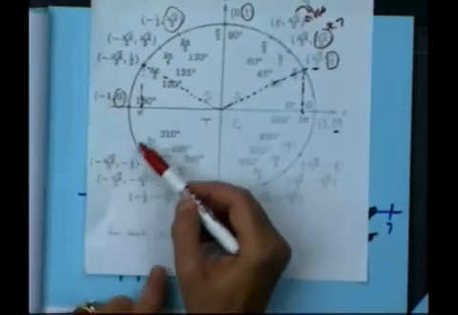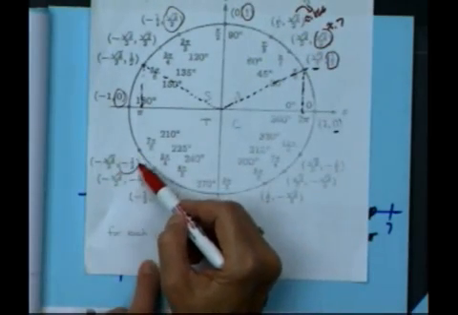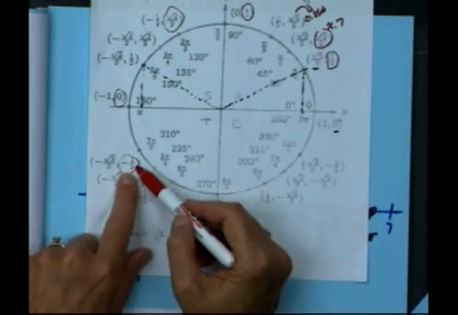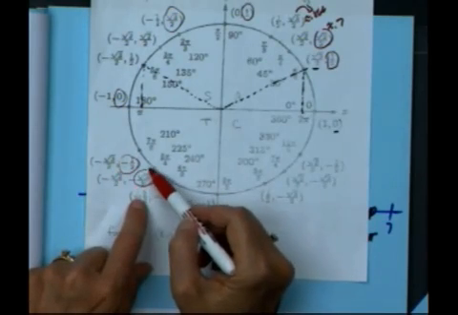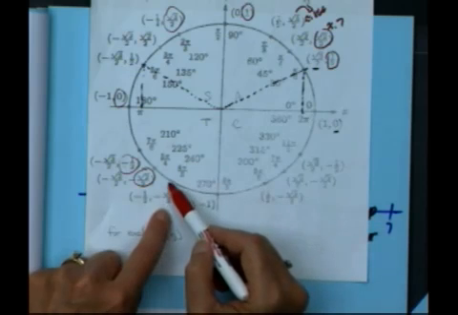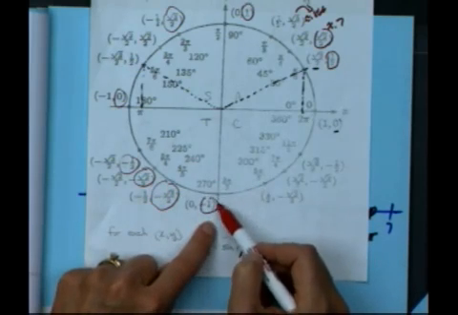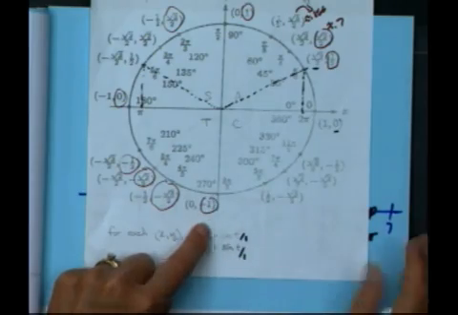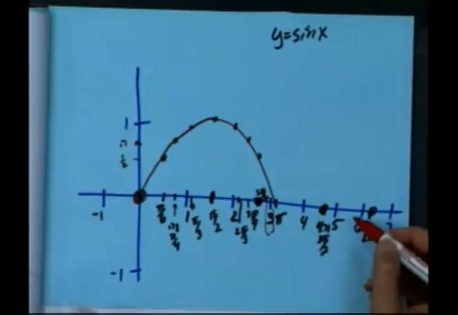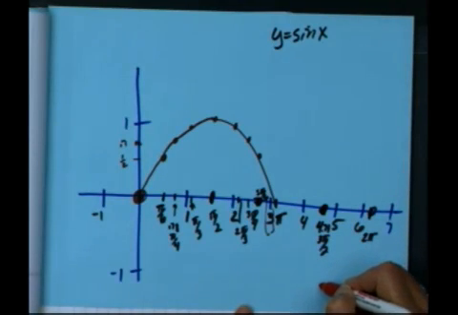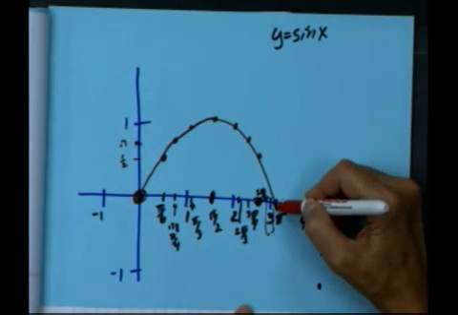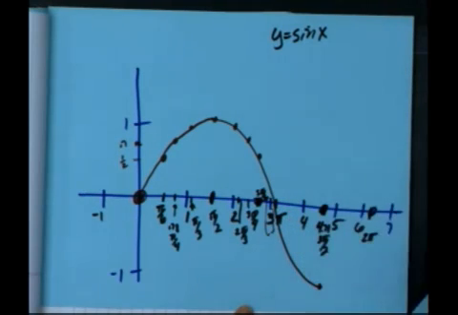Okay, and after pi, I kind of got tired. But you will notice that the y values, that's a negative 1/2. That's about a negative 0.7. This is about a negative 0.866, all the way down to negative 1 when you get to 3 pi over 2. So at 3 pi over 2, you're going to be at negative 1, and the curve is going to come around like this.